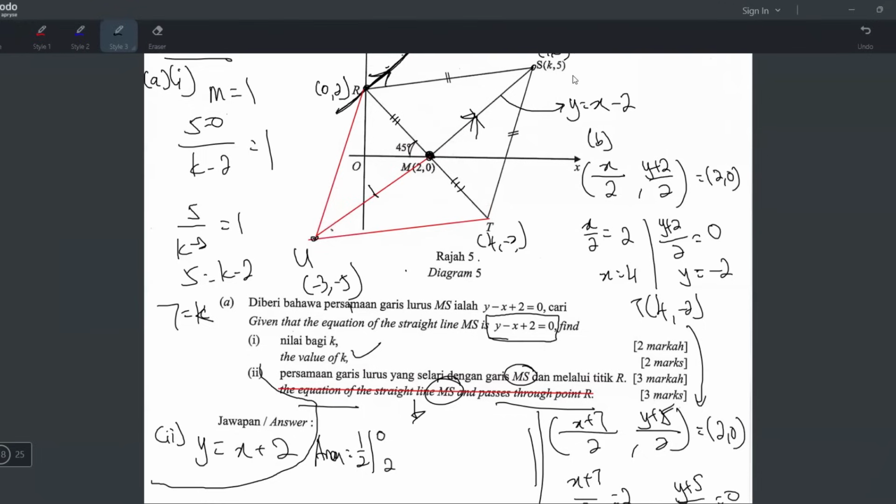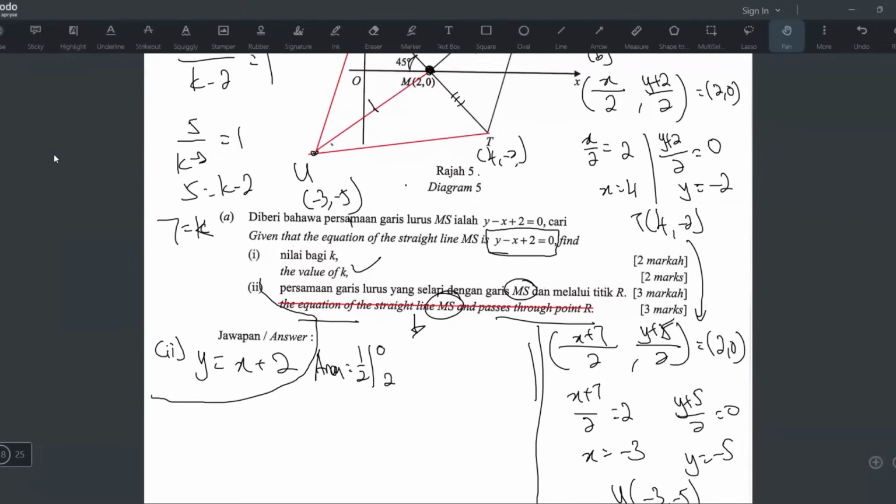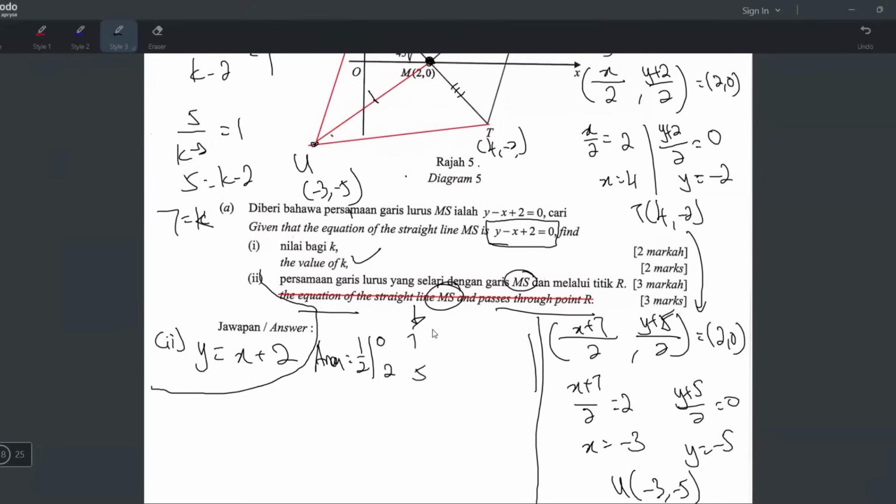So after R, let's write S. So 7, 5. And then T, 4, negative 2. And then U, negative 3, negative 5. And before you close the modulus, always repeat the first one. Okay, equals 1 over 2 modulus.